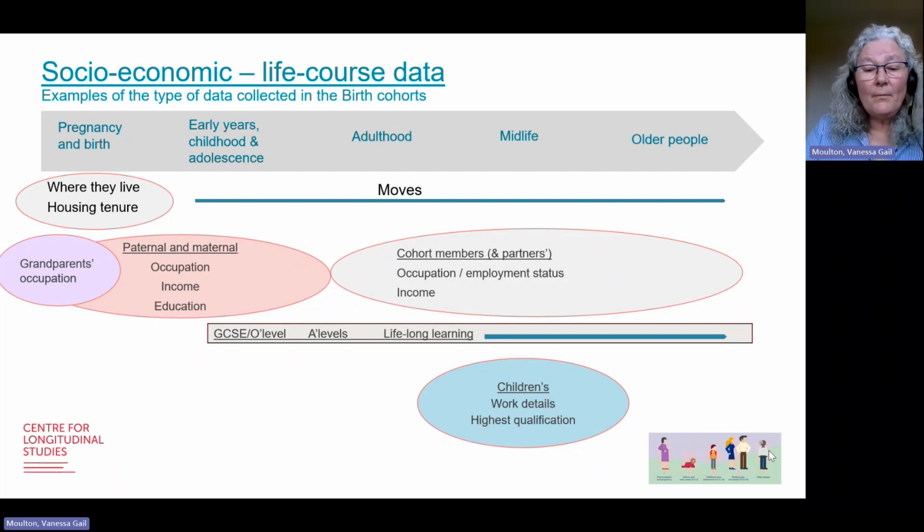So across the life course, we have data on paternal and maternal occupation, income, highest education. We also know, in some cases, the grandparents' occupation, the cohort members themselves, and if applicable, their partners. And as the cohorts get older and their children get older, we ask for their work details and qualifications. So in essence, we're collecting information on 2, 3, or 4 generations of socioeconomic status within each of the cohorts. And for the cohort members themselves, where possible, we also collect educational qualifications across the life course, including ongoing and later lifelong learning in adulthood and beyond.